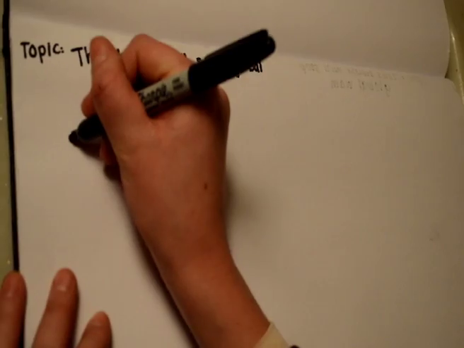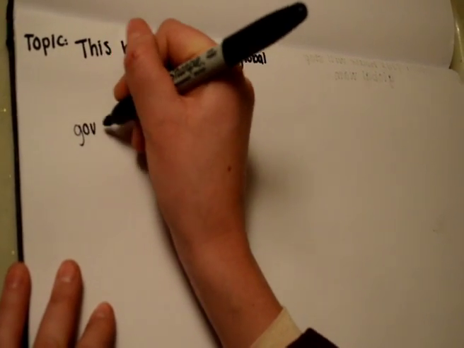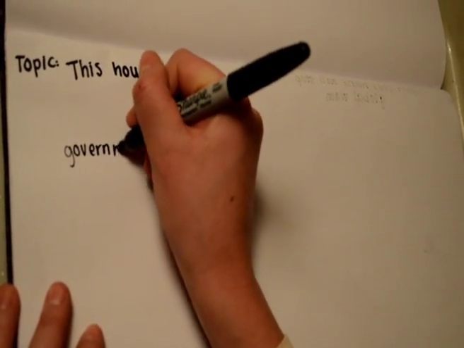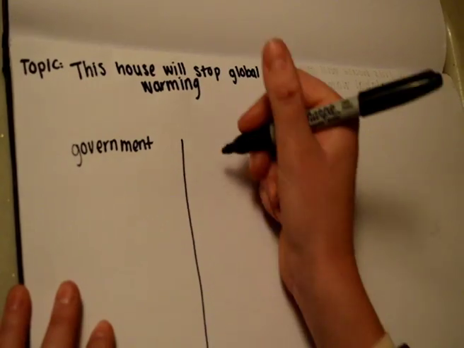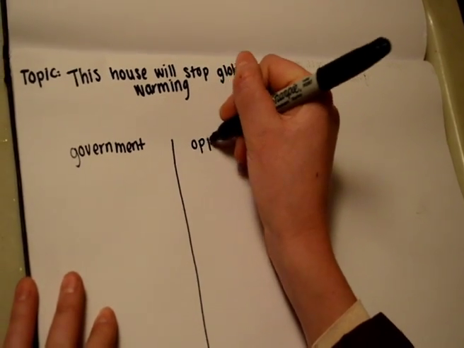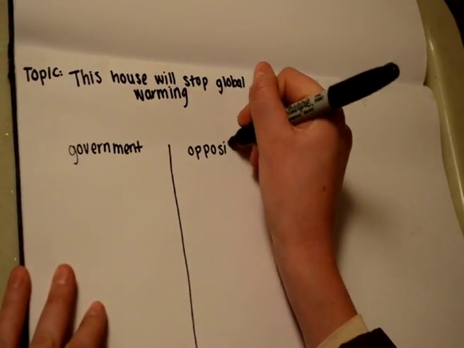So we need to remember that we have two sides in every debate. We have our government and we have our opposition. Our government side says, yes, support the topic. This house will stop global warming. The opposition says, no, do not support the topic or find out ways that the government is wrong. So those are the two sides that we have to work with.